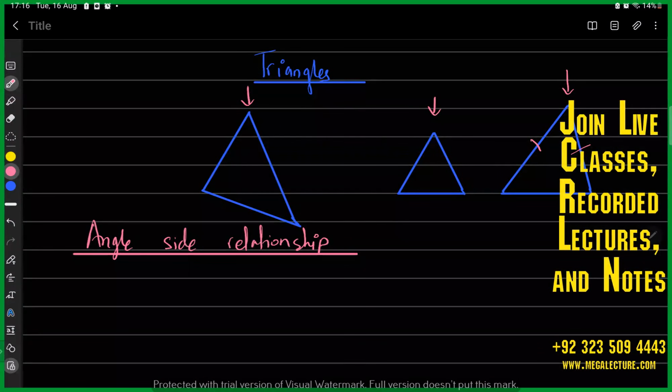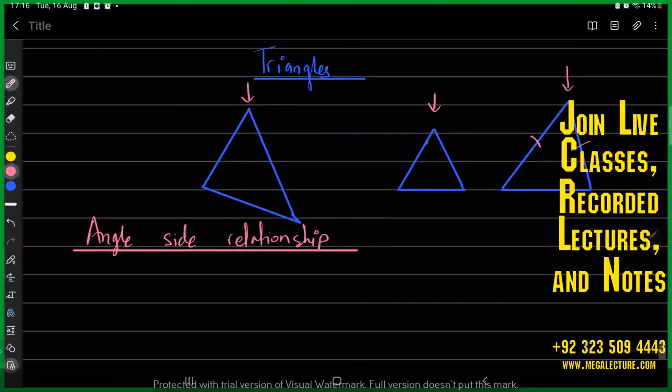So we have already discussed that the sum of angles in a triangle is 180 degrees. That is already known. But if your triangle is equilateral, that would mean that this angle and this angle are going to be equal because the 3 sides are equal. This is your angle side relationship. If sides are equal, those angles are going to be equal.